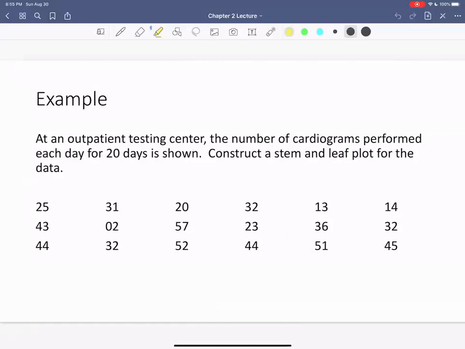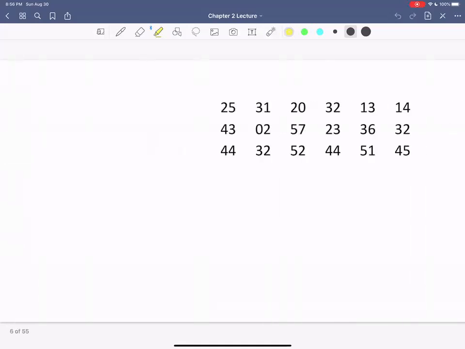Here's our first example. At an outpatient testing center, the number of cardiograms performed each day for 20 days is shown. Construct a stem and leaf plot for the data. So here are your data points, and I actually have them on the next slide as well, so I'll move to there.